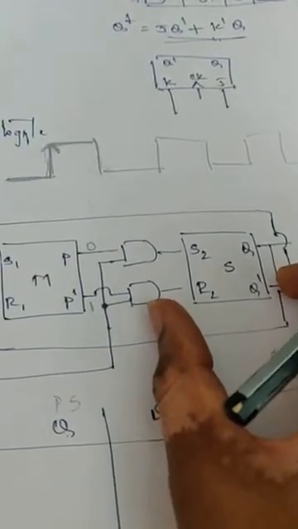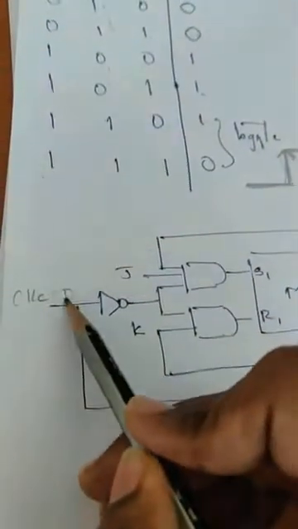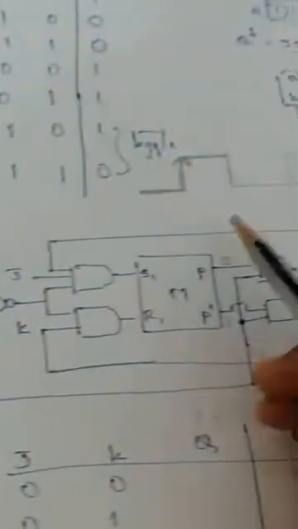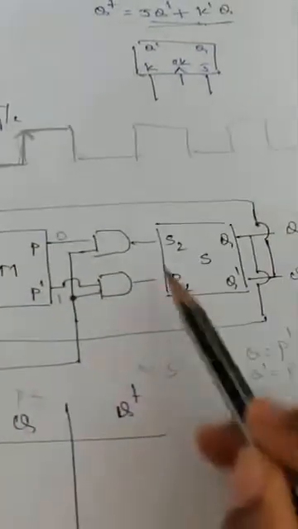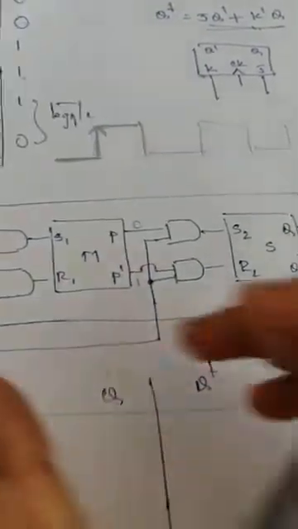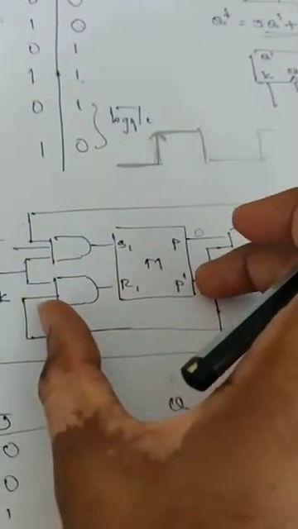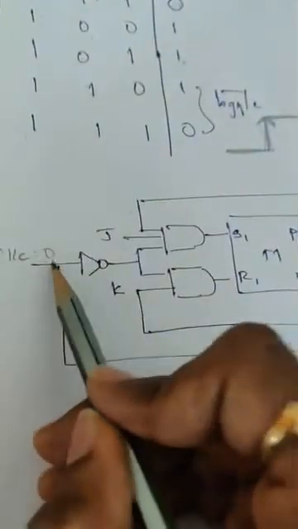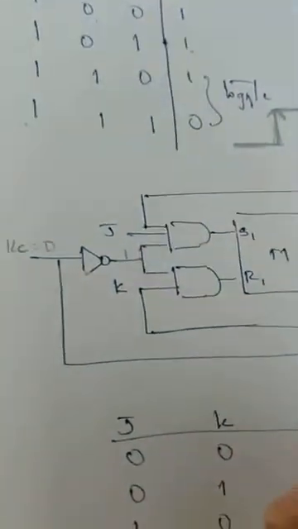When does the slave get active? When the clock changes from 0 to 1, then the master will get deactive and the slave will get active. This is the master part, this is the slave part. The master will be active when the clock is 0. When the clock is 0, using this NOT gate, this will get 1, right?